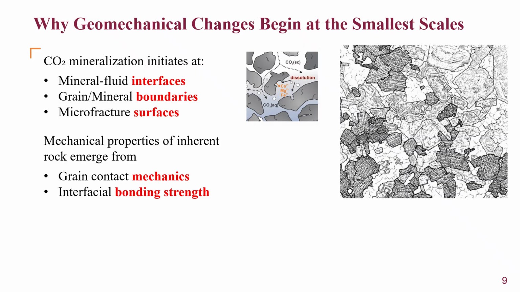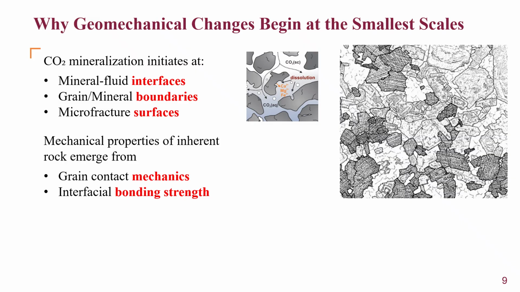CO2 mineralization initiates at the mineral fluid interfaces where the CO2, which is either dissolved in the water or supercritical CO2, comes in contact with the rock matrix itself. It also initiates at the mineral grain boundaries where CO2 can diffuse into these very small microfractures that are in between these mineral boundaries.